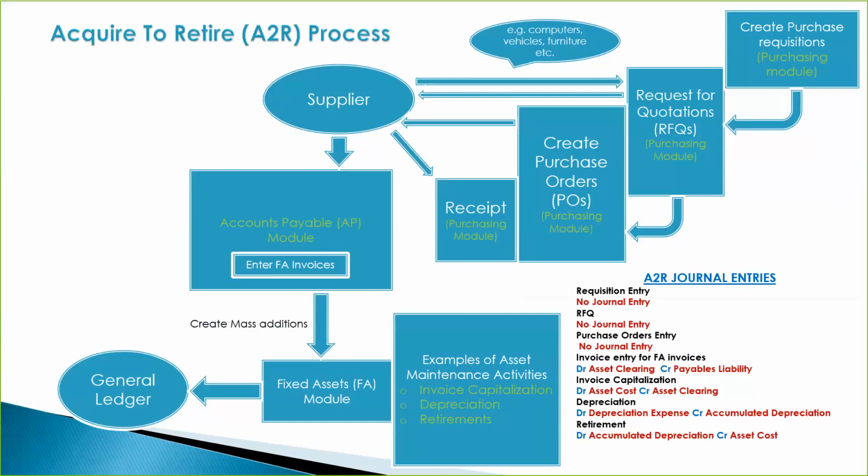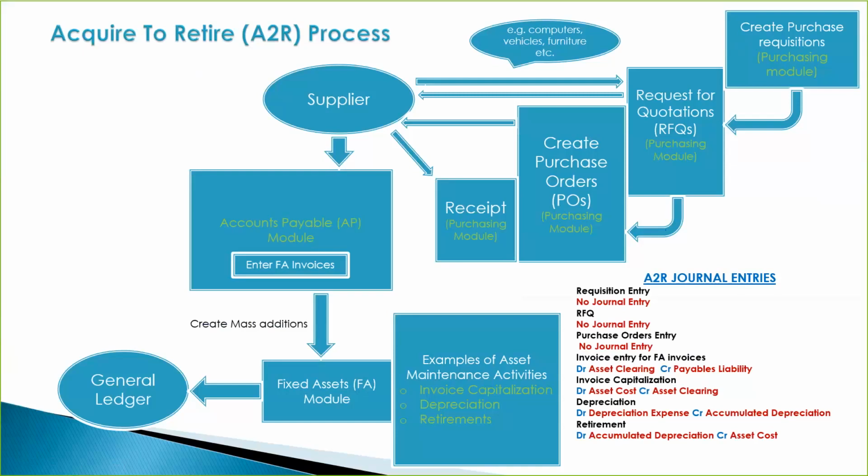If the client has implemented the fixed assets module, these invoices will be sent to the fixed assets module first before they go to the general ledger module. Now, how are those invoices sent to the fixed assets module? You have to run a program called Create Mass Additions. In the accounts payables module, you run the Create Mass Additions program, and basically what it does is pick up all the invoices that have been tagged as assets.